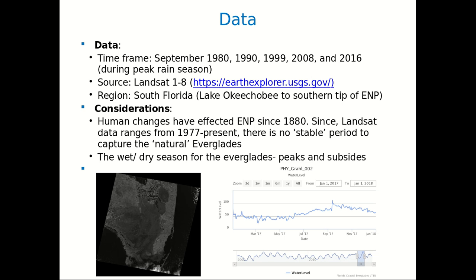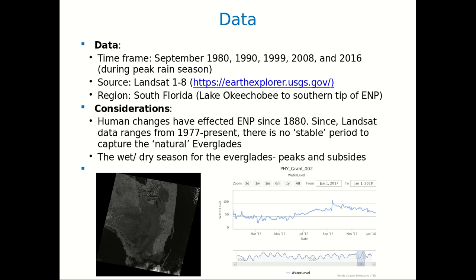Some main considerations to take into consideration are that the changes to the natural water flow have been occurring since the 1880s, and since we only have Landsat data for the last 50 years, there's no stable period to capture the Everglades. So any data that I take will be a snapshot, and there's no base to compare back to, which made it difficult in doing the analysis.